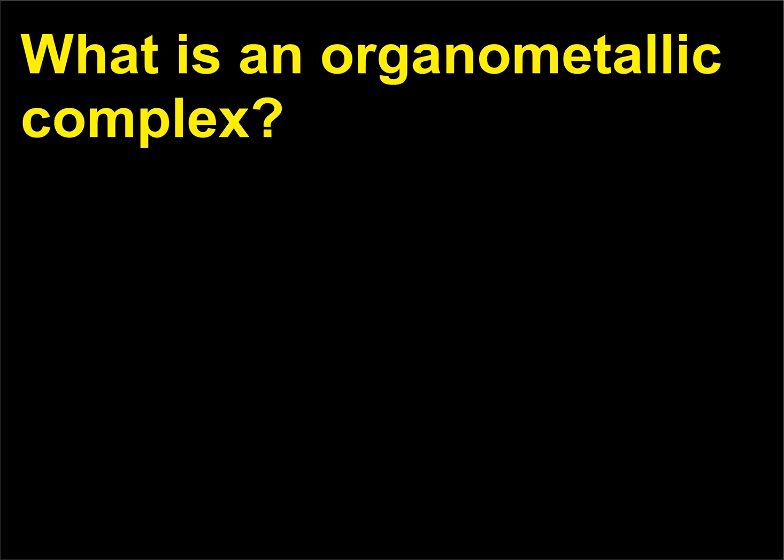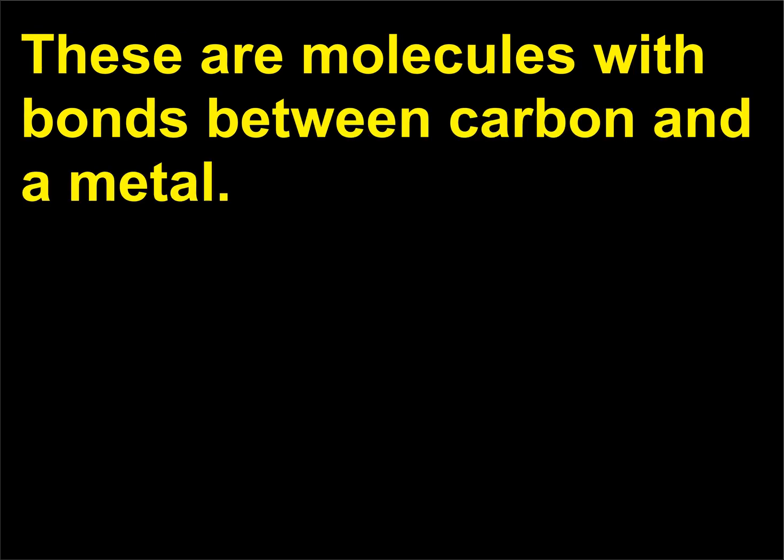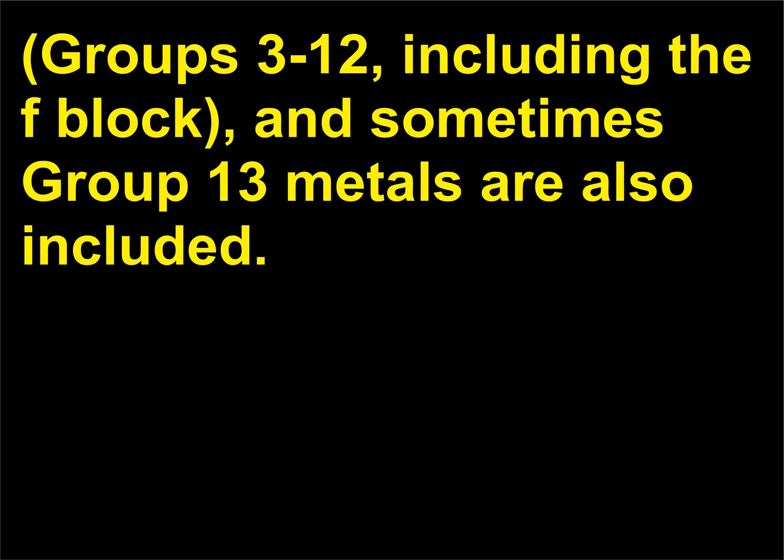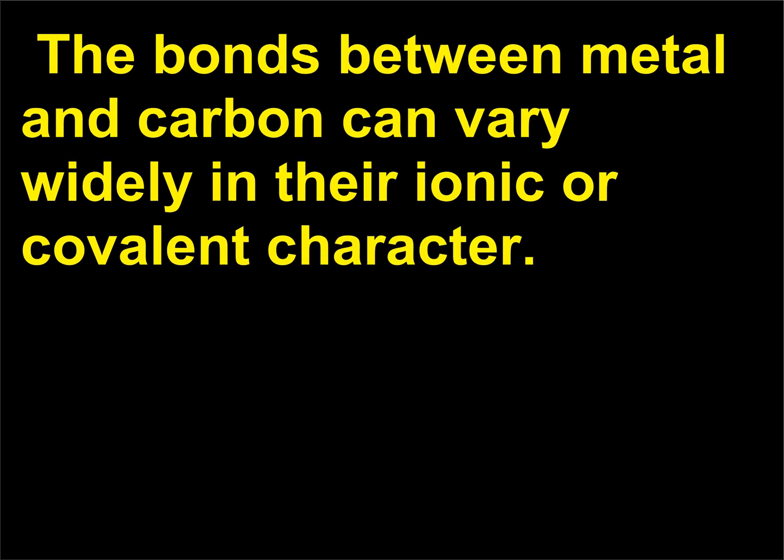What is an organometallic complex? These are molecules with bonds between carbon and a metal. This includes alkali and alkaline earth metals, groups 1 and 2 of the periodic table, the transition metals, groups 3 to 12, including the f block, and sometimes group 13 metals are also included. The bonds between metal and carbon can vary widely in their ionic or covalent character.